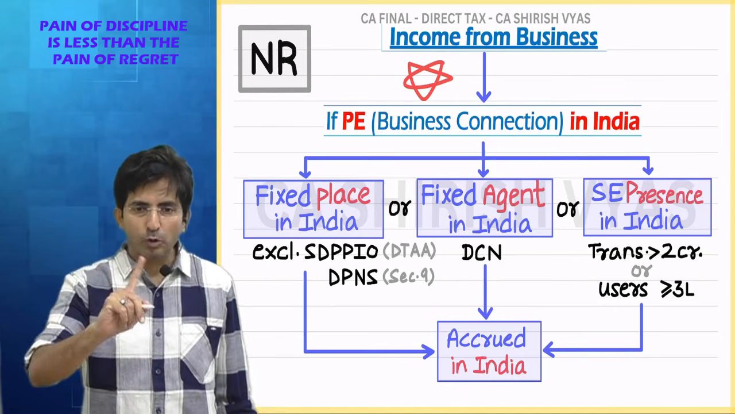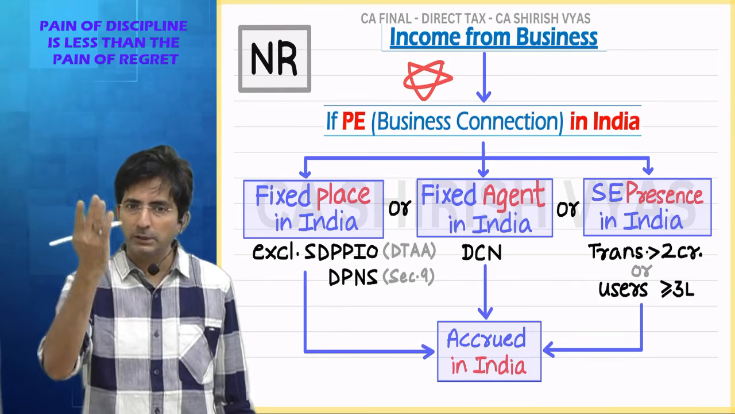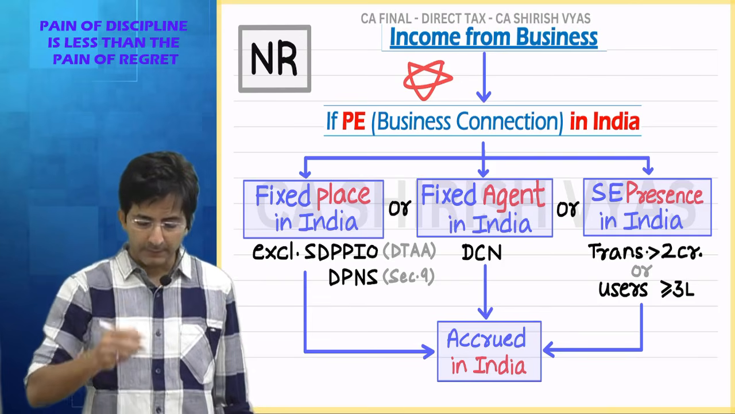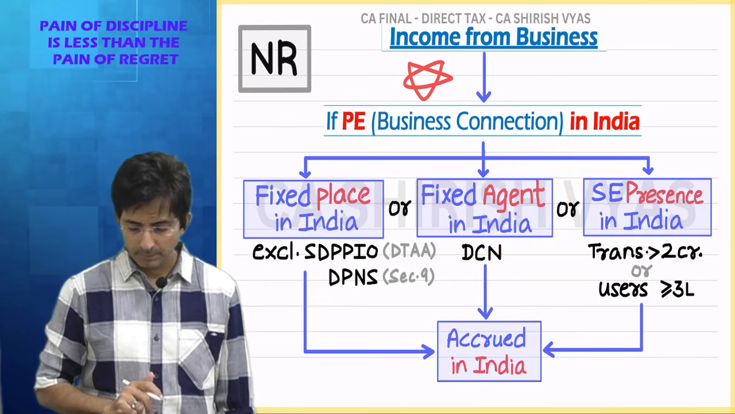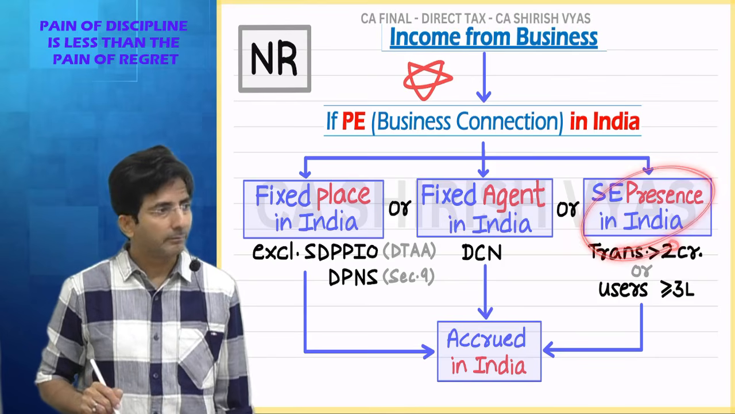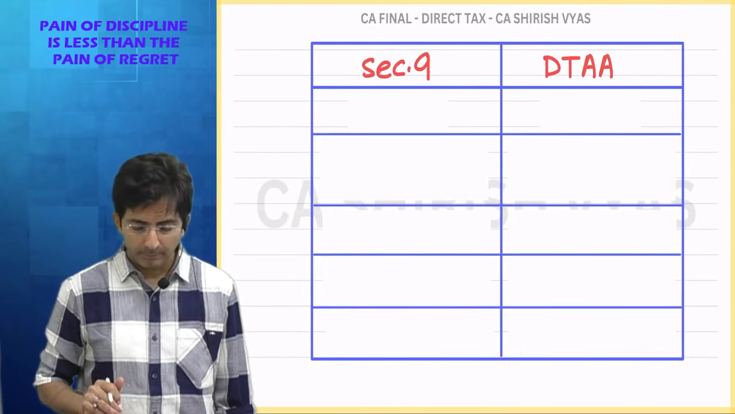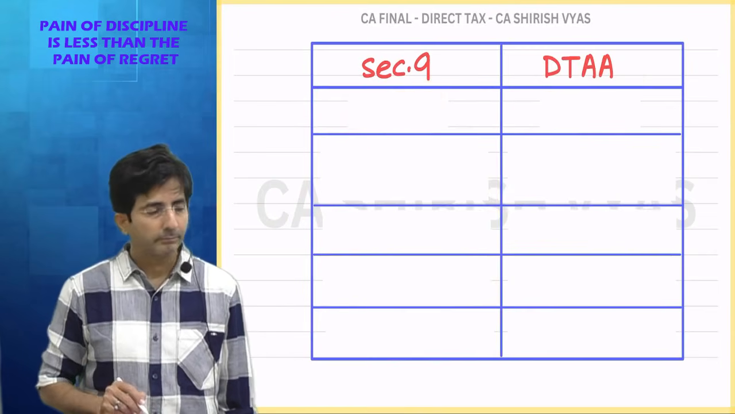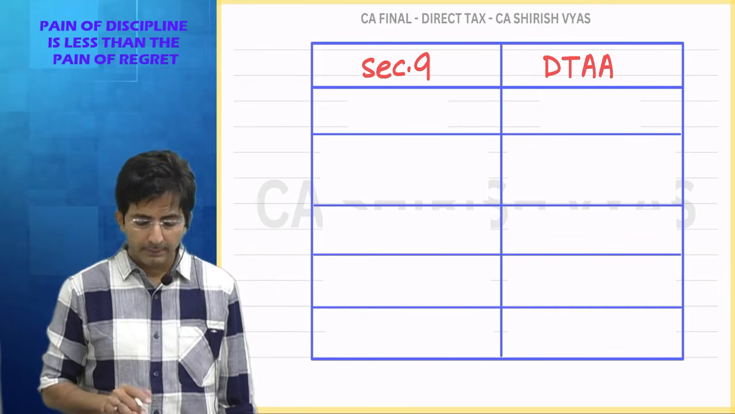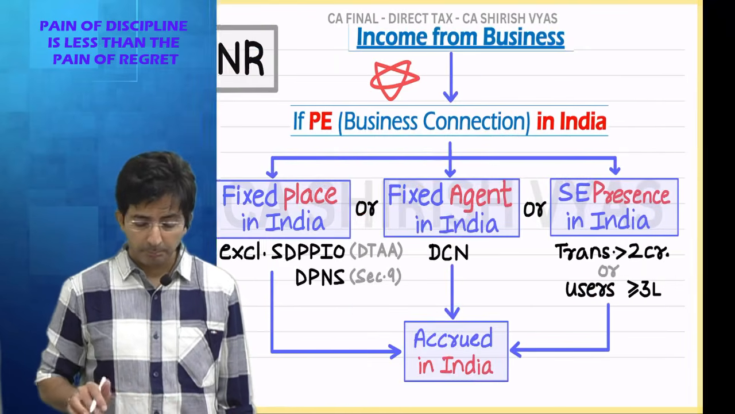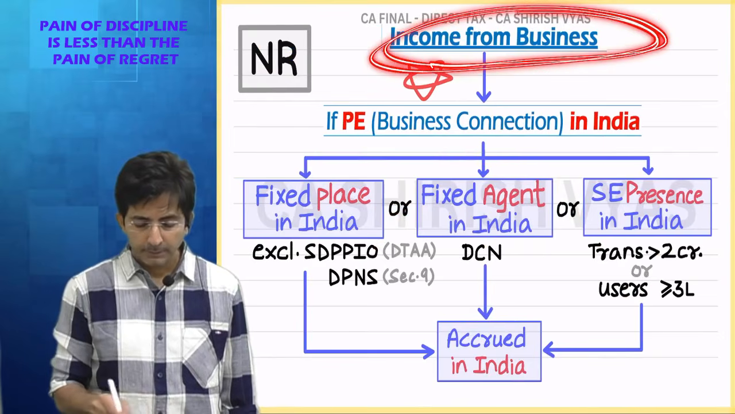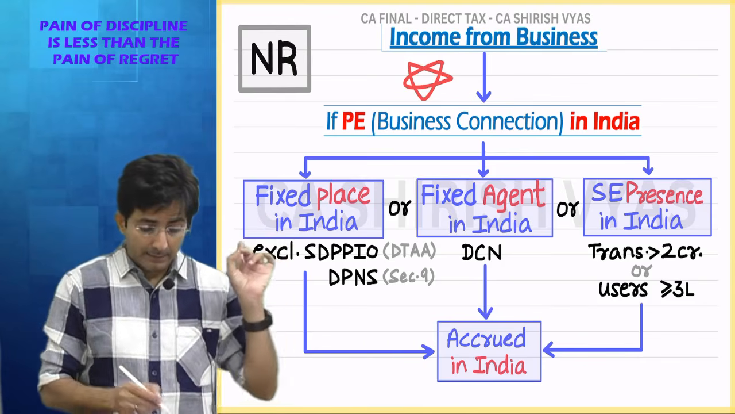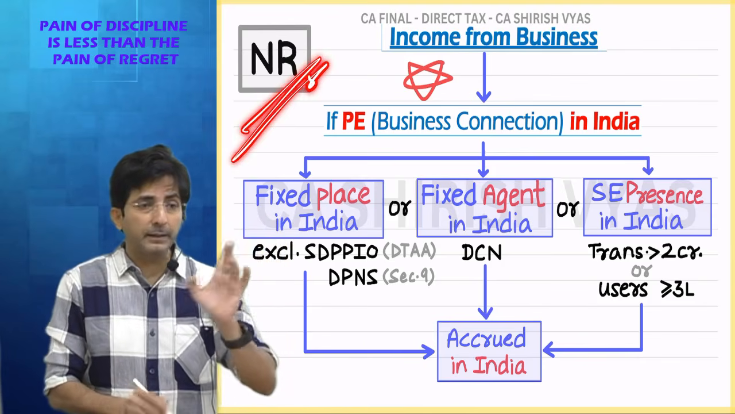And here there is no clash in DTAA and Section 9. Whether you see the Bare Act or you see DTAA, the provisions of agency PE are the same. This I have already explained. Okay, now tell me, the distinction between Section 9 and DTAA in the matter of PGBP income. See, we are doing PGBP income. It is only for non-residents having PGBP income in India.